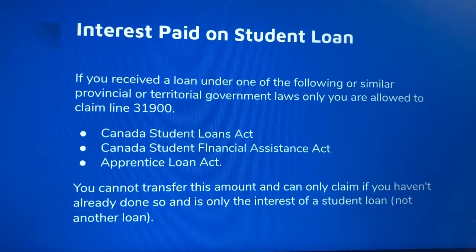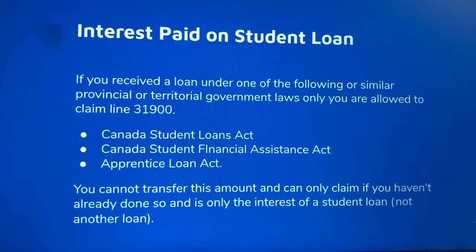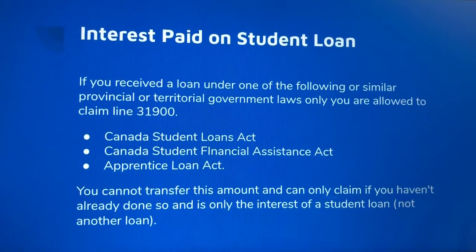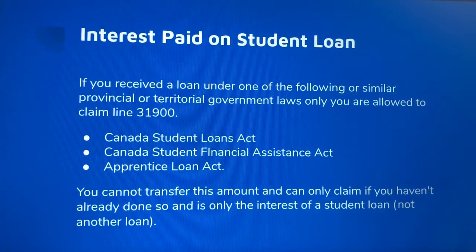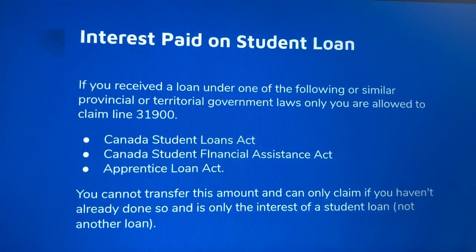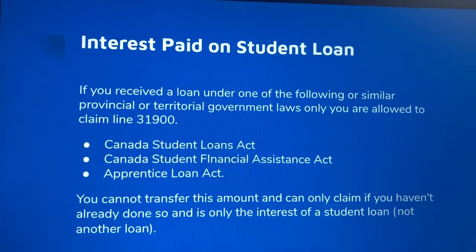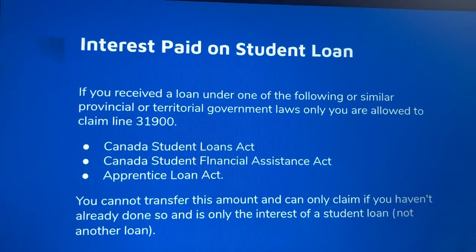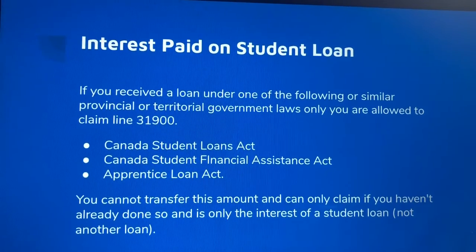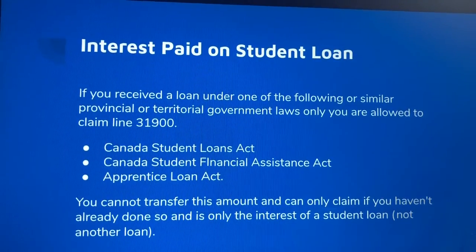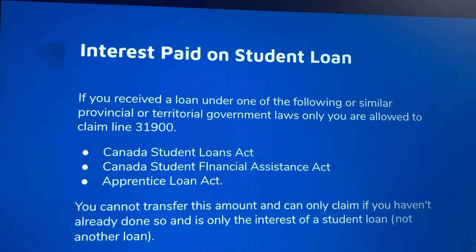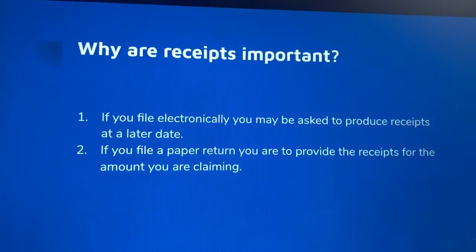Interest paid on a student loan. If you received a loan under one of the following or similar provincial or territorial government laws, only you are allowed to claim line 31900: Canada Student Loans Act, Canada Student Financial Assistance Act, Apprentice Loans Act. You cannot transfer this amount and can only claim if you haven't already done so, and it is only the interest of a student loan, meaning not another loan.